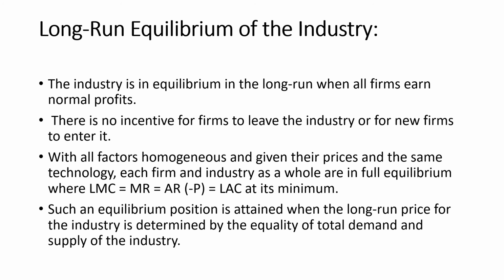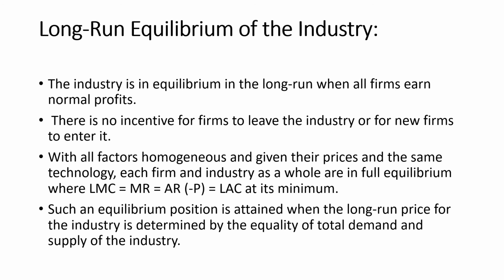With all factors homogeneous and given their prices, the same technology, each firm and industry as a whole will be in full equilibrium. We have already discussed all these things in the previous video, where we know that in perfect competition we produce only a homogeneous product, and we consider that all prices are constant, and we are assuming the same technology aspect and all. So in this condition, the equilibrium will be attained when LMC equal to MR equal to AR equal to LAC. And when I say LAC, the LAC is equal to minimum, right?